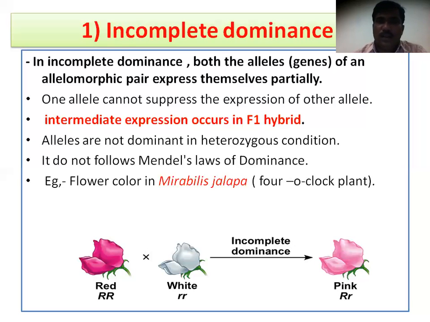So one allele cannot suppress the expression of the other allele. Here red is dominant, or the capital R is the dominant allele. It does not suppress the white color, small r. So these two alleles, capital R and small r, express partially, not completely. They express partially, therefore it is known as incomplete dominance.